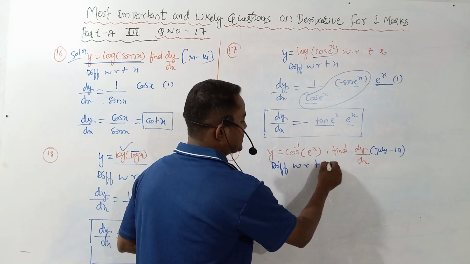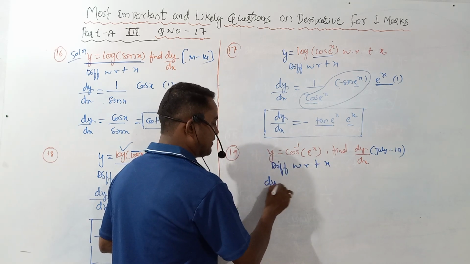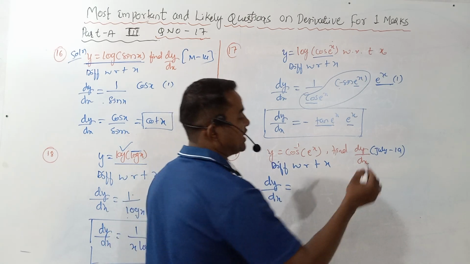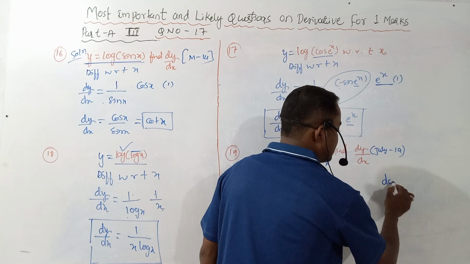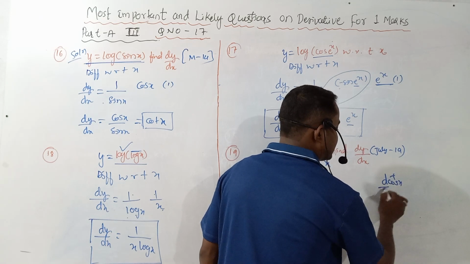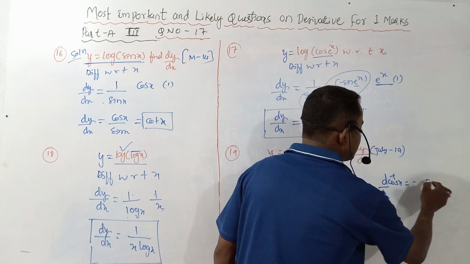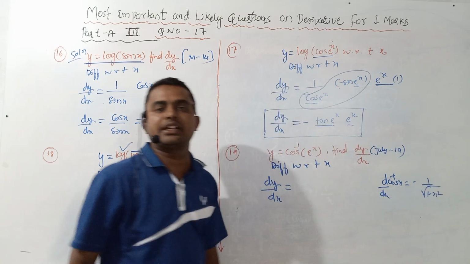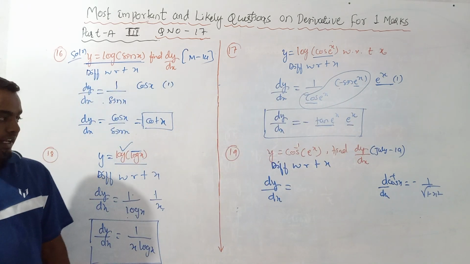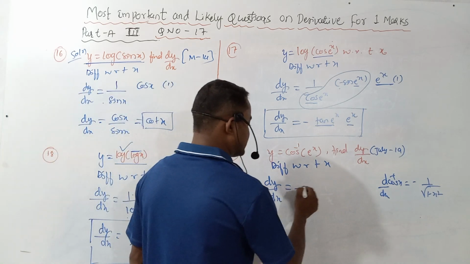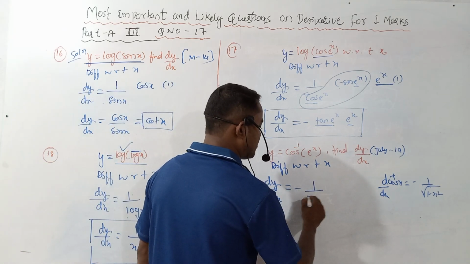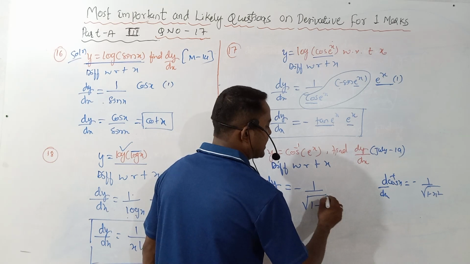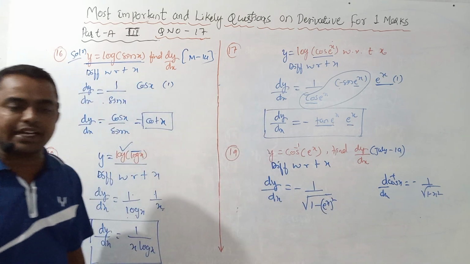Differentiate with respect to x. Derivative of y, dy by dx. Derivative of cos inverse x is minus 1 divided by root of 1 minus x square. Here, instead of x, we have e raised to x, the whole squared.